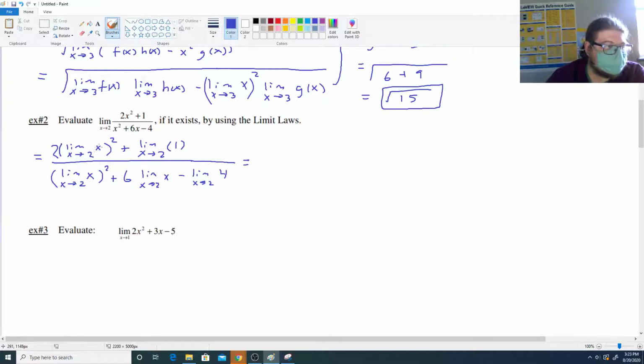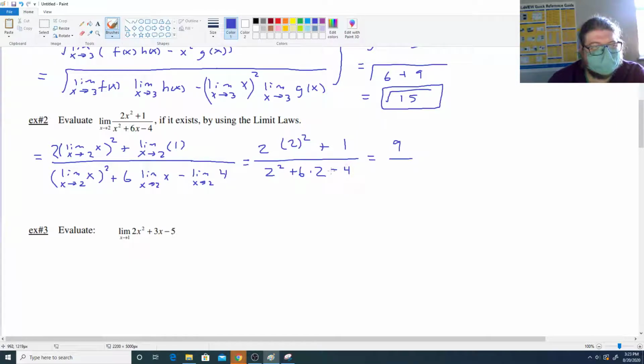So the limit as x approaches 2 of x is 2. That gets squared. Plus the limit as x approaches 2 of the constant 1 is 1. All that over the limit as x approaches 2 of x, which is 2, and it gets squared, plus 6 times the limit as x approaches 2 of x, so that's plus 6 times 2, minus the limit as x approaches 2 of 4, so that's minus 4. So 4 times 2 is 8, plus 1 is 9, over 4 minus 4 cancel, 6 times 2 is 12, and then we can divide these by 3 and get 3 over 4.